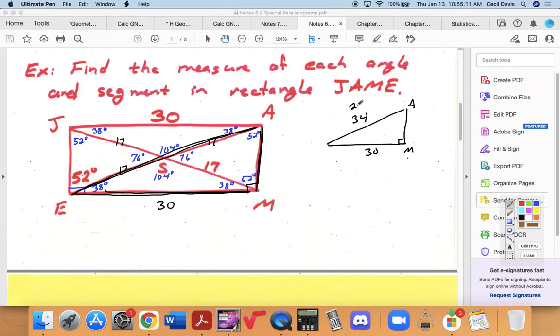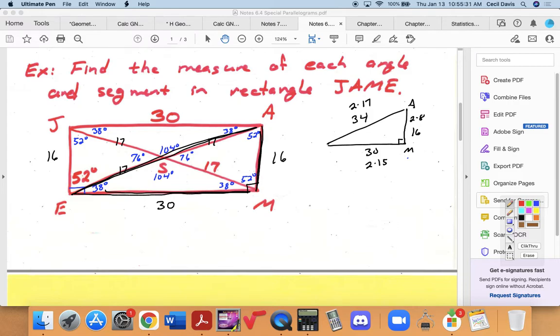Notice that this is 2 times 17, and this is 2 times 15. Do you remember the other part? 2 times 8. Very nice. Good job. So AM is 16, and JE is also 16. Good job, Jackson.